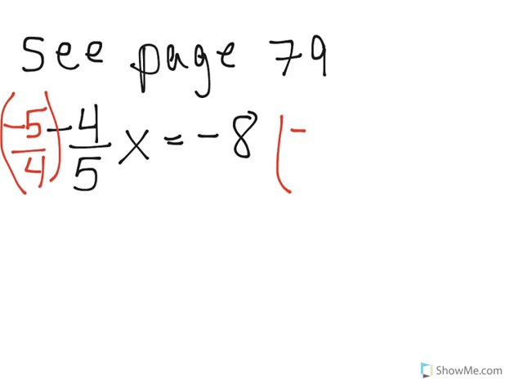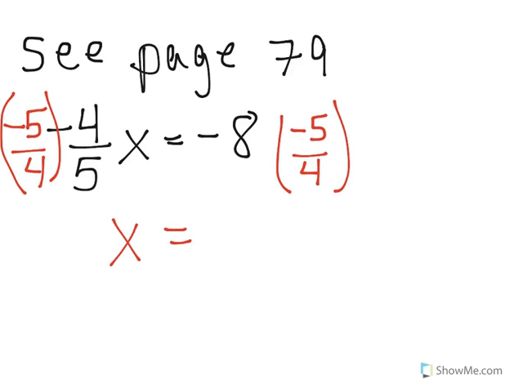And if I multiply the left side of the equation by negative 5/4, I have to multiply the right side of the equation as well. So on the left side of the equation, the negative 5/4 times the negative 4/5 equals 1, which leaves me with just an x on the left side of the equation.